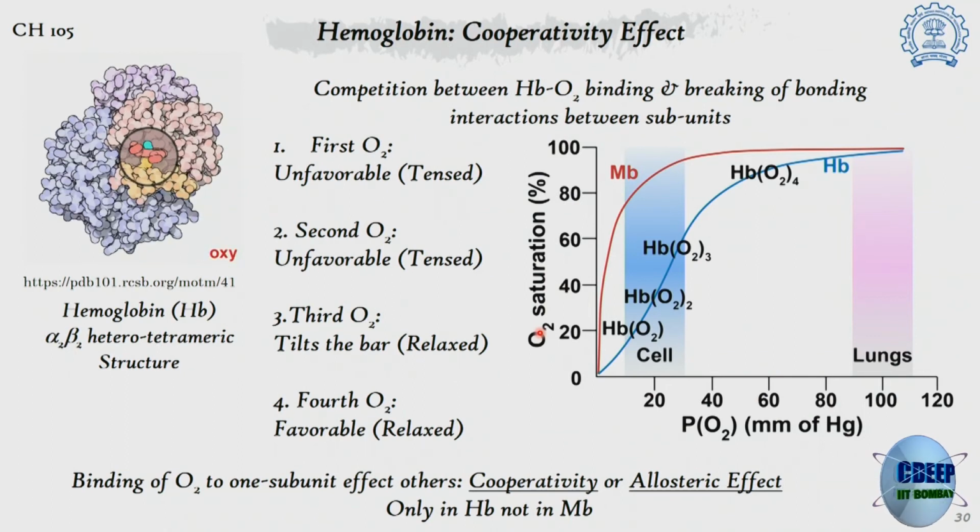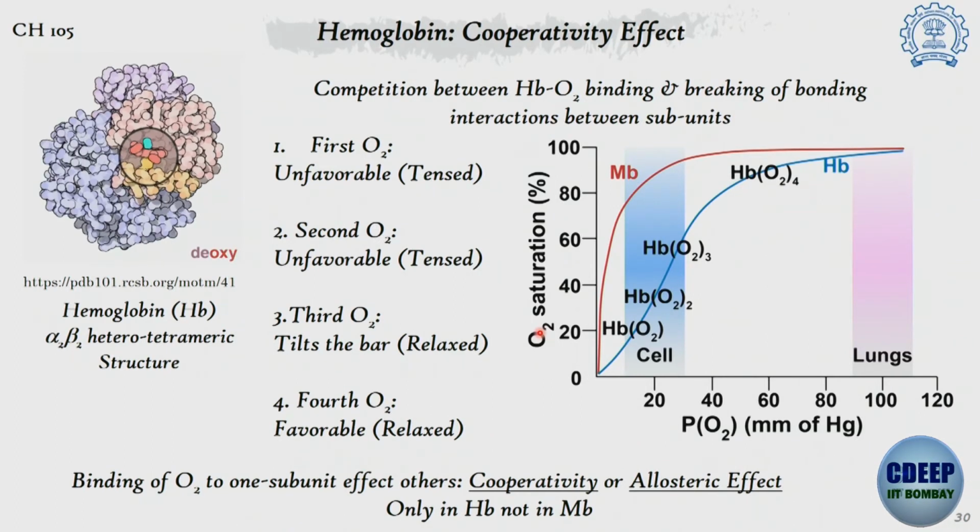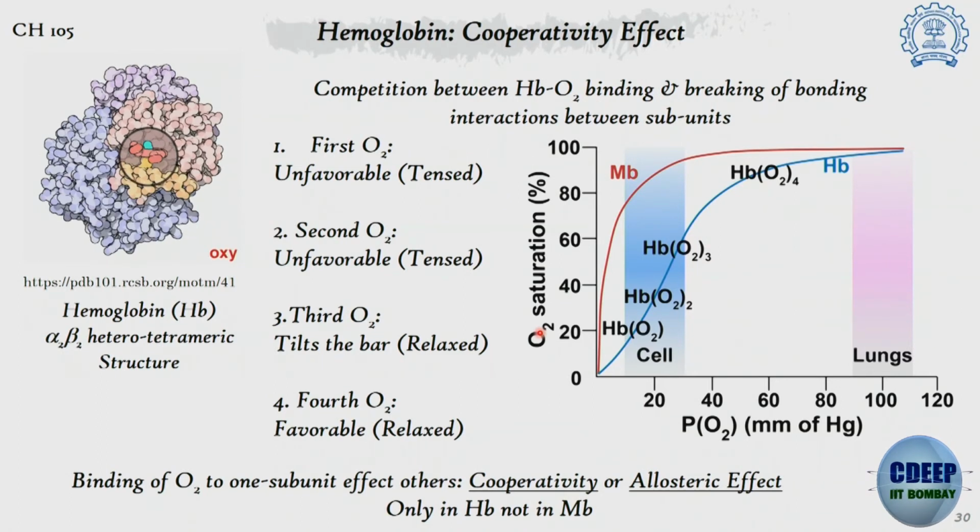So as we said, once the oxygen binds, it tries to pull the iron into the porphyrin ring, it will pull up the protein, and at the same time the protein already had some interaction with the other subunits, and that has to be destabilized. So there is a competition going on. If you have to break or destabilize some of this hydrogen bonded and ionic interaction or salt bridge interaction between the subunits, you have to give enough energy.